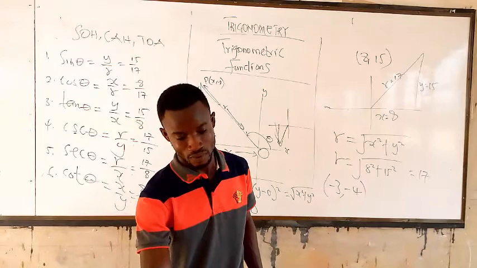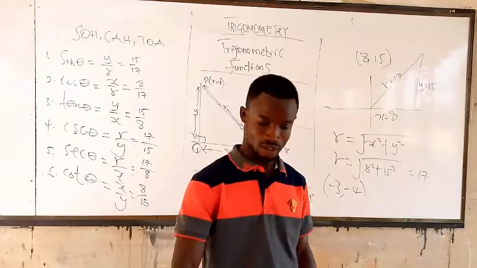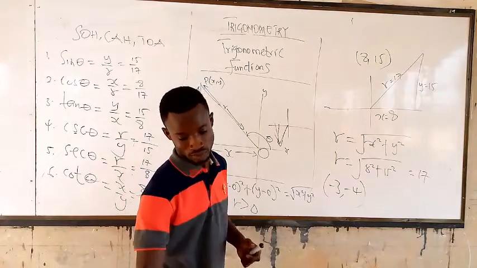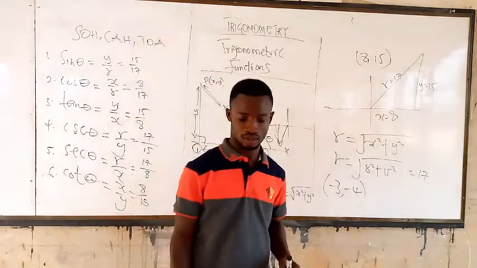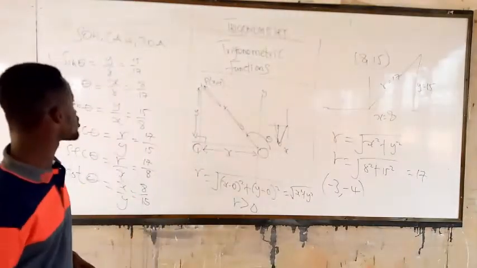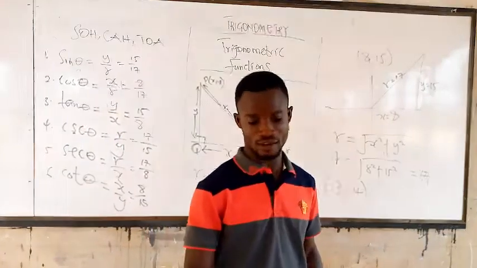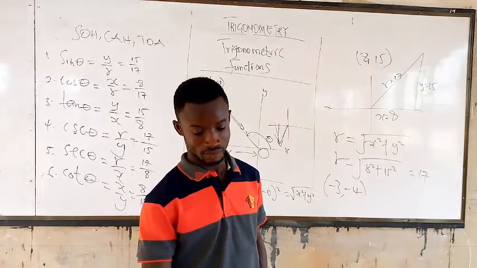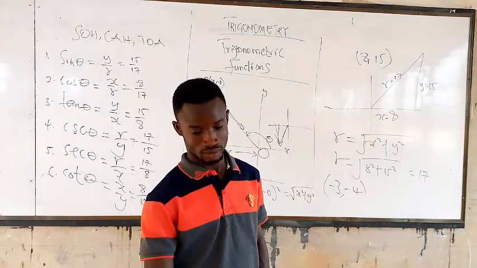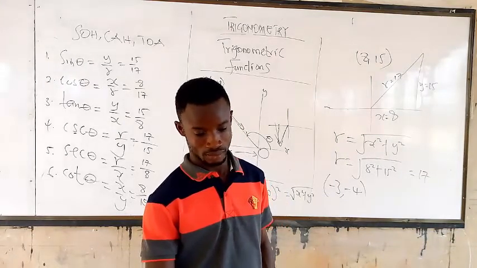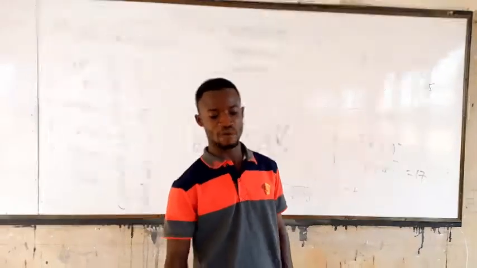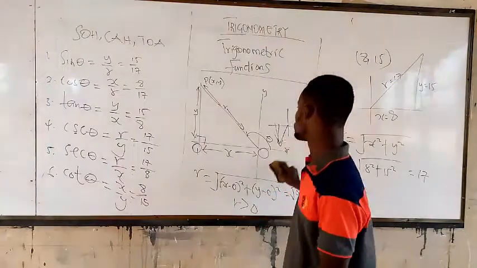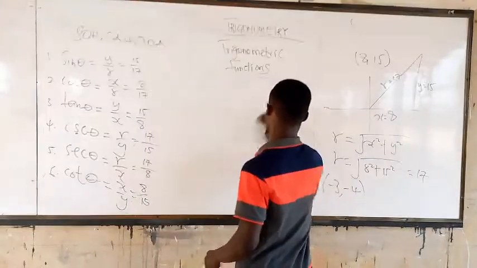As we said, we have been able to succeed in finding all the trigonometric functions. So let's move to another thing, and that is finding trigonometric values using the equation of a line.